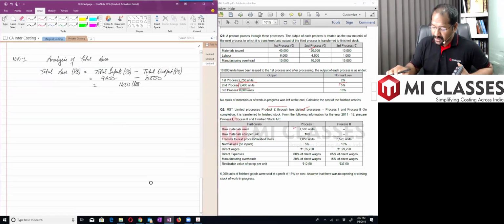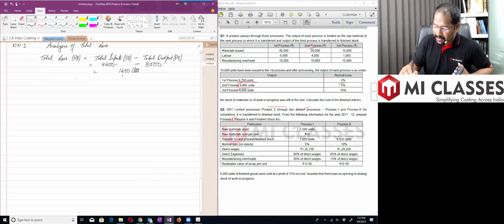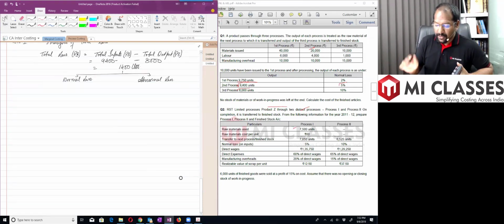Now what we'll do with this total loss? We will divide it into two parts. First part is which loss? Normal loss. Second part will be abnormal loss. So how much is my normal loss? We know the formula. Once last time, tell me the formula. Total inputs of process 3 multiplied by normal loss percentage of process 3 only. Very good.